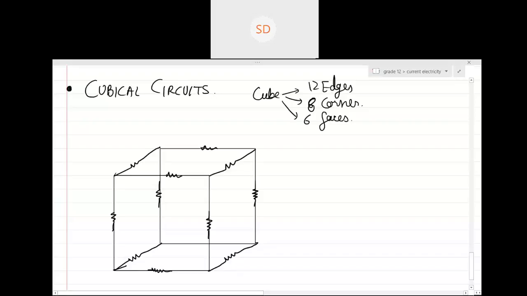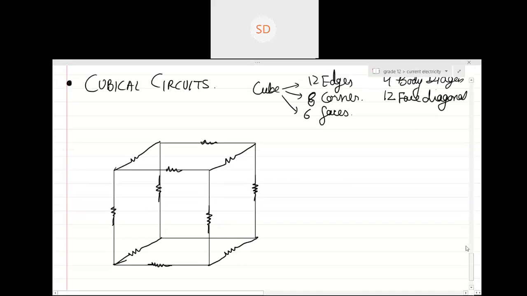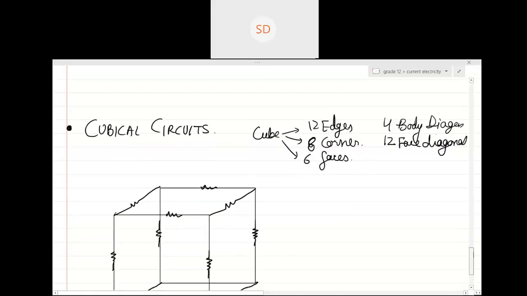How many body diagonals? 4 body diagonals. How many face diagonals? 12. Every face has 2 diagonals, right? You know all of this, these are all facts. No one can change them. Okay, guys? Any doubt in this?